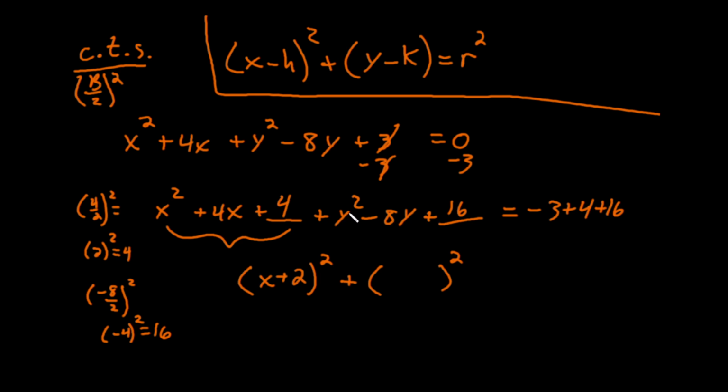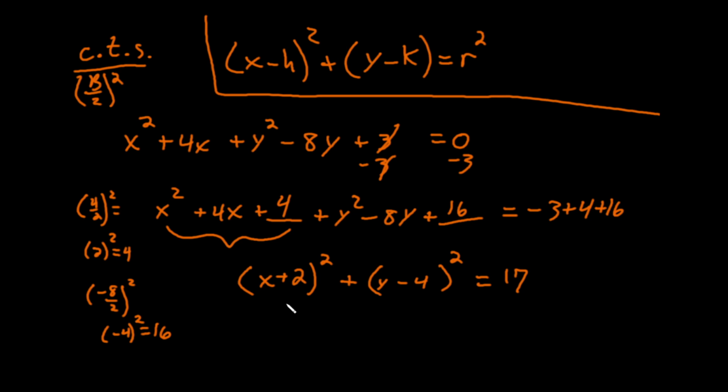So we're going to do the same thing here. What letter's in front? The y. This is -8. What's half of -8? What's -8 divided by 2? -8 divided by 2 is -4. Make sure you respect the sign. And look how nice and neat that got. Anyway, let's add up everything over here to the right. We have -3 plus 4, which is +1. 1 plus 16 is 17.